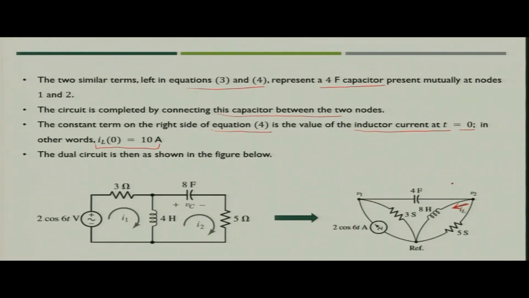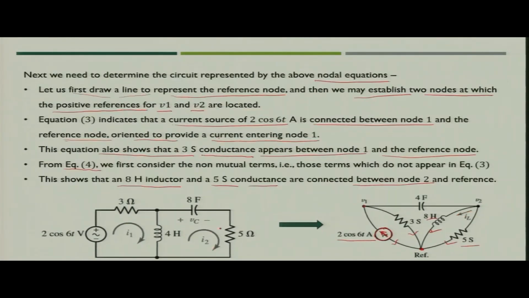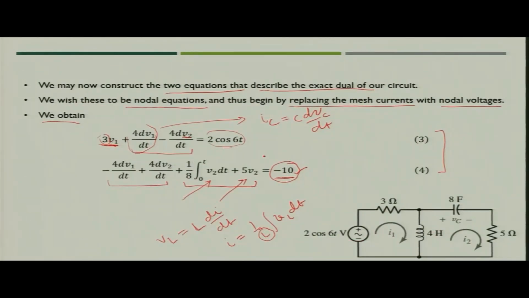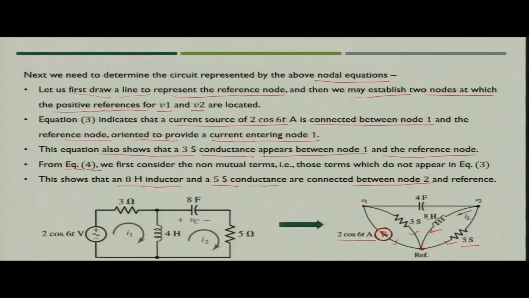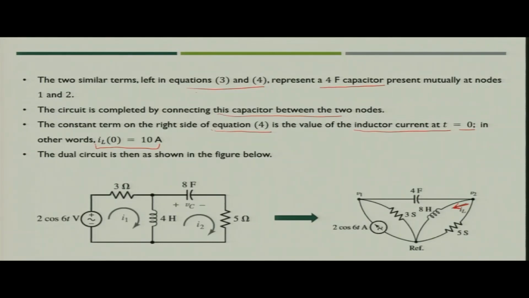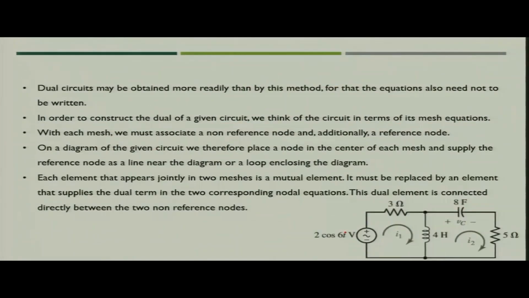Now, this is the circuit we came up with while analyzing the mesh and nodal equations. This sometimes is very difficult when you have more nodes and more meshes. Then what can you do? You can use one analogy which we will discuss. You will construct the dual circuit by inspection. How will we do that?